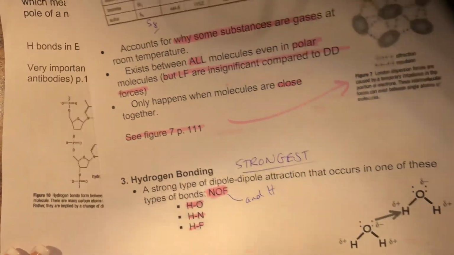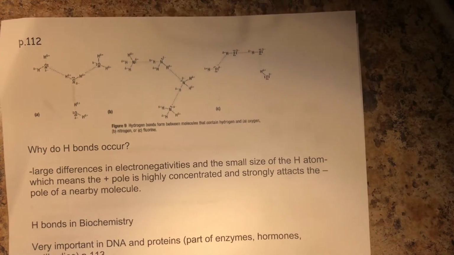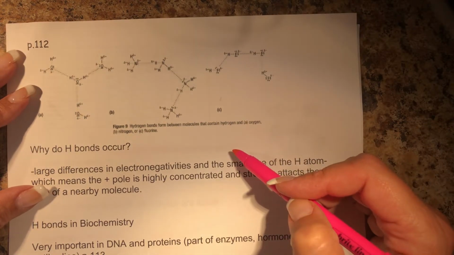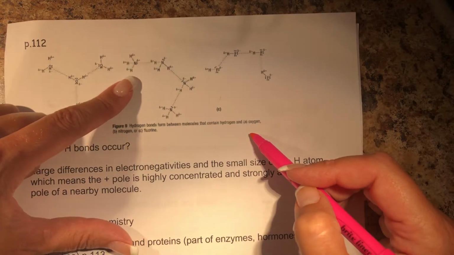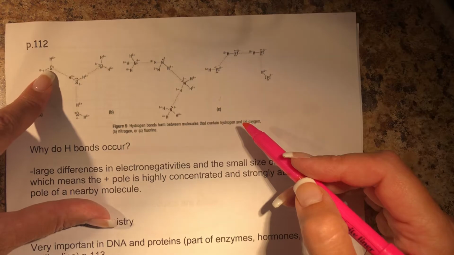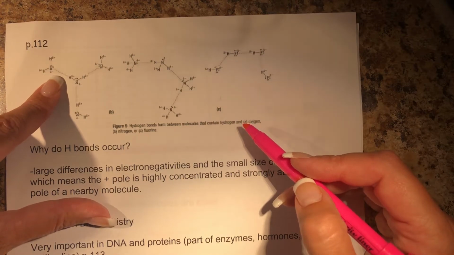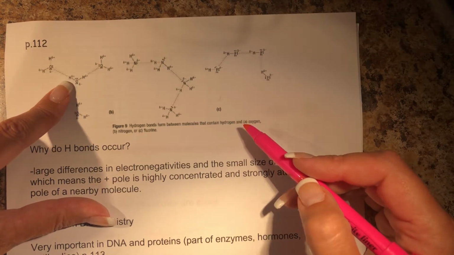So this explains what I just said. We've got a couple more examples here. We've got hydrogen bonding between hydrogen and oxygen, so water, hydrogen and nitrogen, and hydrogen and fluorine. So the bonds are occurring between the oxygen of one side and then the hydrogen. So it's always oxygen, nitrogen, or fluorine bonded to hydrogen.